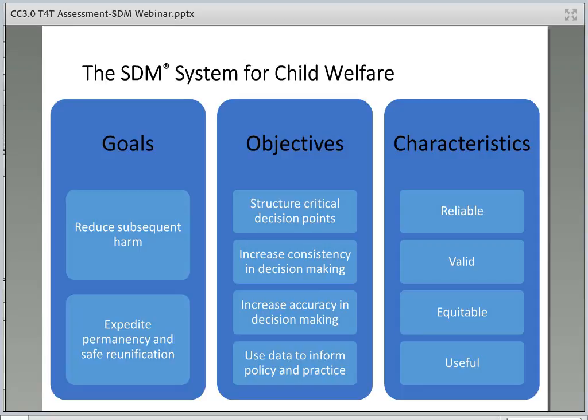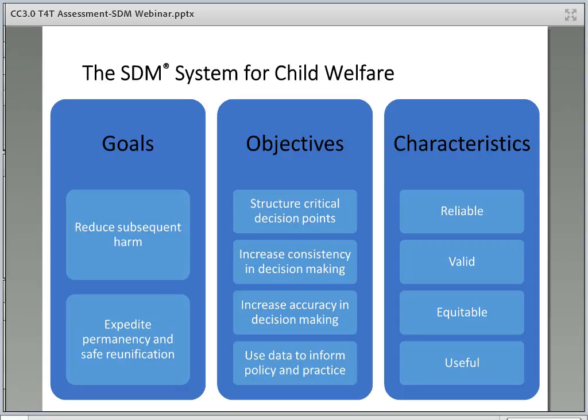SDM was developed by Children's Research Center, or CRC, in the mid-1980s. It is now used in the United States, Canada, Australia, and Bermuda. The SDM system is focused on key decision points and helps us to be intentional about decisions. It's easy to drift through decisions, especially those regarding case closing. The SDM system emphasizes the importance of clear, concise decision points.